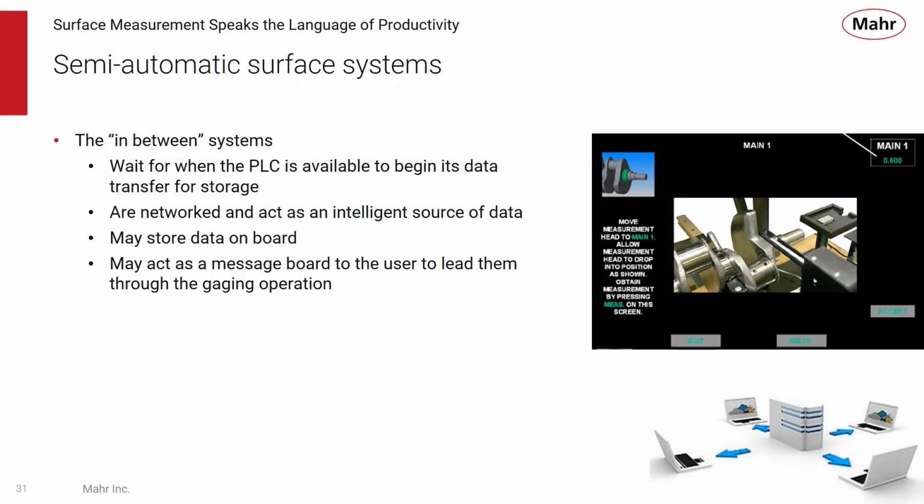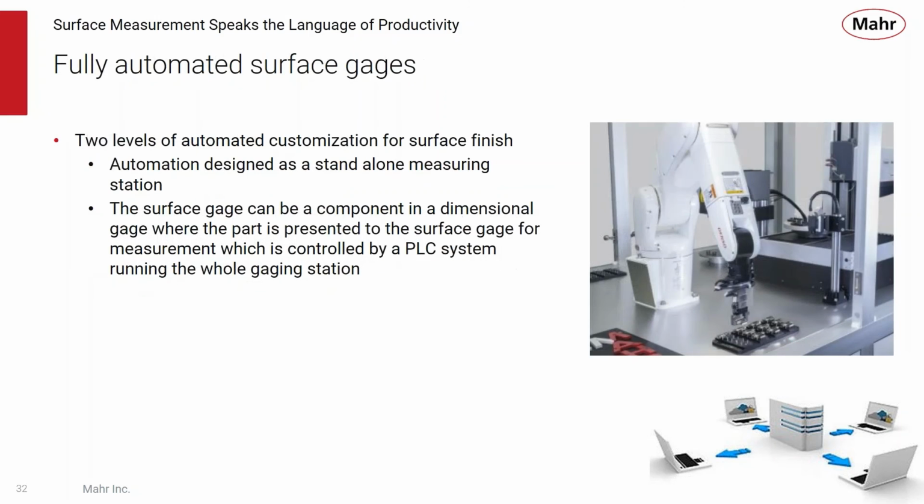So again, pictorially, the PLC is there. It's waiting for the data transfer and storage. It's all networked, and it acts as an intelligent source of the data. It can store the data at the gauge itself until the network is ready to collect the information for that part. And it can also act as a message board for the user to lead them through the gauging operation. So, a semi-automated gauging system.